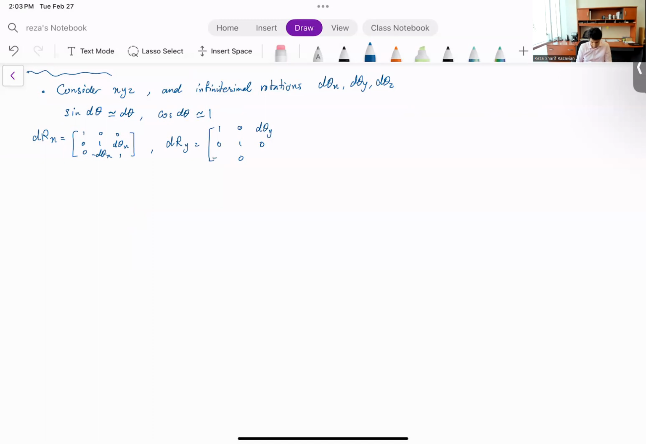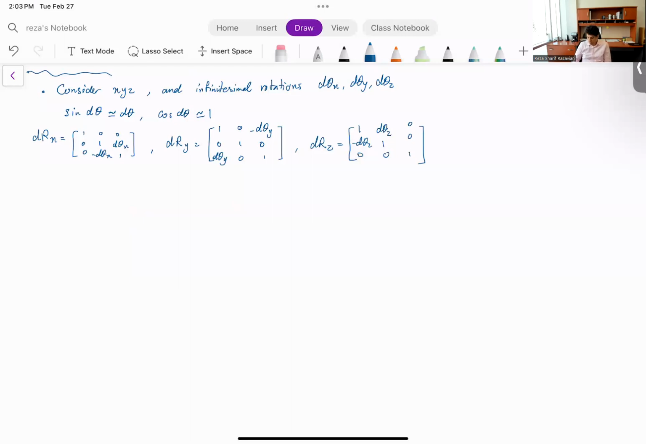Do I have it right? Yes, this is minus d theta y and 1, and drz equals 0, 0, 1, 0, 0, cosine, sine, which is d theta z, minus d theta z, and cosine. So I have these three rotation matrices.